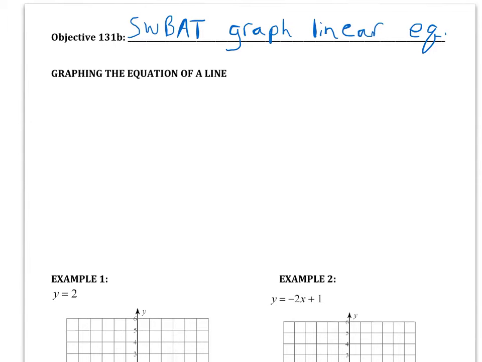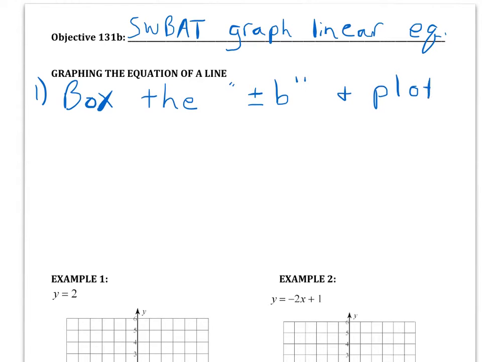Alrighty, let's start with the steps. We're going to give you these steps and then make sure that you use these as we do each problem. Step number one is we are going to box the b, so parentheses plus or minus the b. Now, we should know that the b stands for, and you should have said in your head, the y-intercept. So we're going to box the b, and then let's just say and plot.